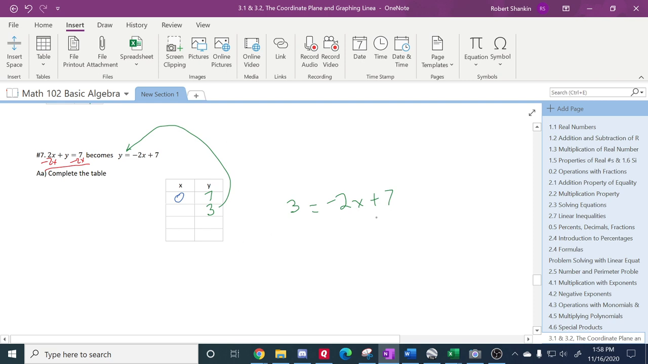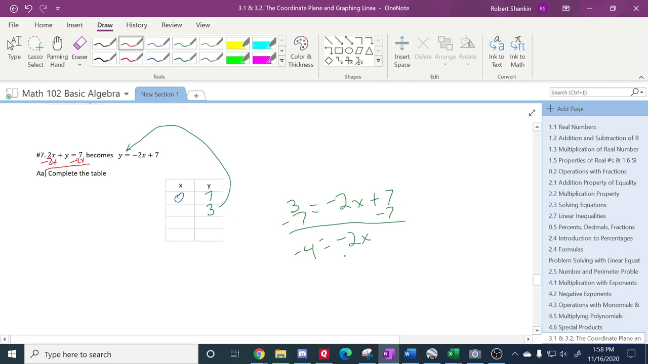So I'm going to have to subtract 7. Divide both sides by negative 2. And get x equals 2. All that work to get this value here. It was much harder when I started with a y value. Why was it much harder?